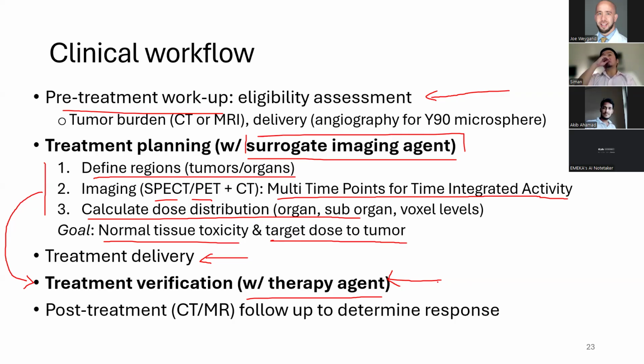Also for the tumor control probability, once you do the treatment delivery and the treatment verification, you can see, okay, the patient is receiving a dose that is too low. If that's the case, you can try to boost it with, let's say, external beam, or do a second therapy without waiting 2-3 months to see whether the patient is responding or not. The last part is imaging again, and this is not nuclear medicine. This is done with CT or MR to determine whether the patient is responding, in this case to see whether the tumor shrinks or not.